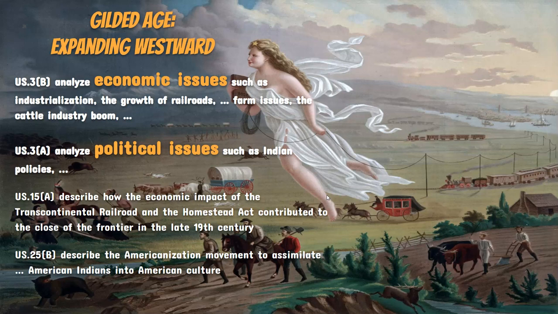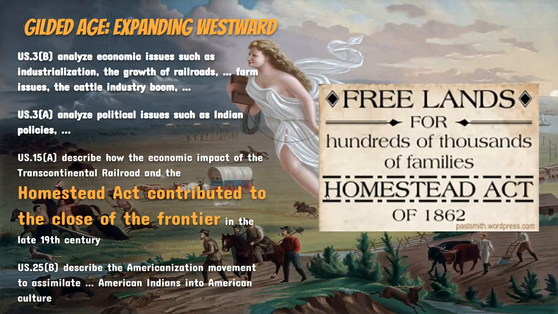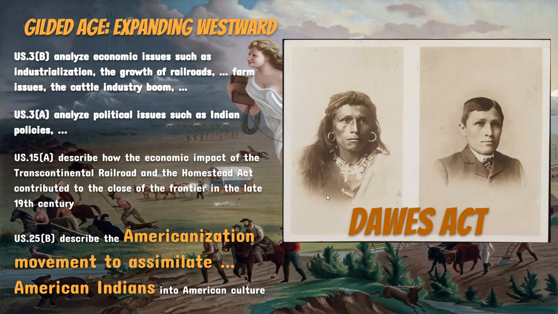So in other words, why did we go and what impact did this have on the people who were already there? Some key concepts to know will be the growth of railroads, the cattle boom, the closing of the frontier due to the Homestead Act, and attempts to assimilate native populations.